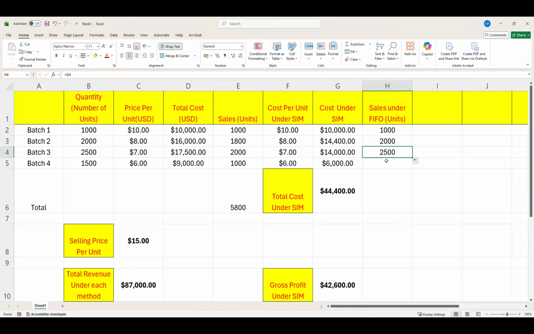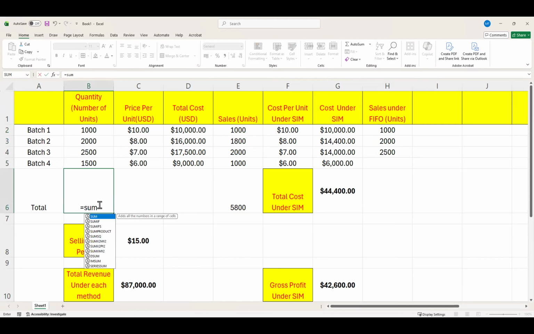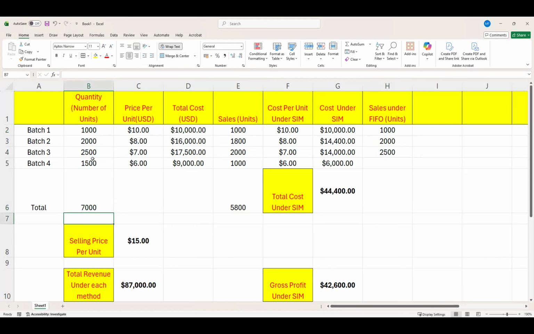What about the fourth batch? How many items from the fourth batch will be assumed to be sold? Let us also calculate how much total was bought, so that just by looking at this number, it might make your job easy. So total 7,000 was bought. Can you tell me from the fourth batch, how much will be assumed to be sold? Quickly tell me. Very good. 300 only. Perfect.